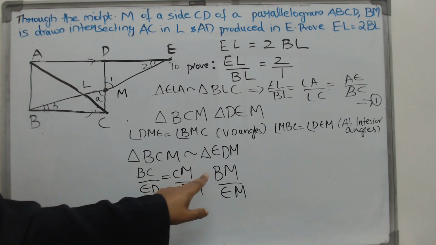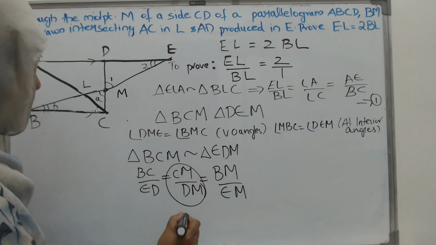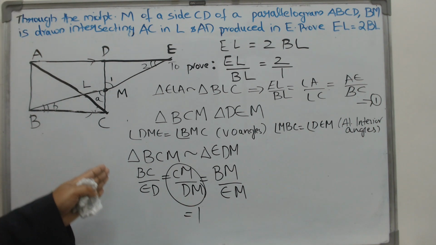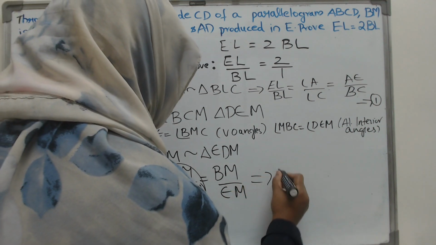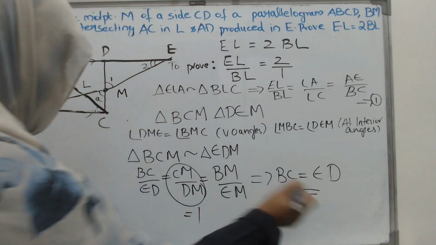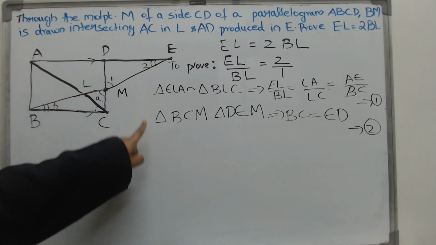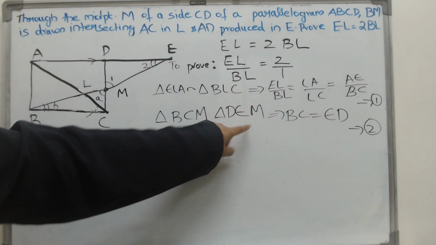Do you see any such ratio here? See this one. This is equal to 1, which means each and every one of these ratios, BC by ED, BM by EM, they are all equal to 1, or in other words, they are all equal. So BC is equal to ED. There we have proved two similarities and we have got two results.